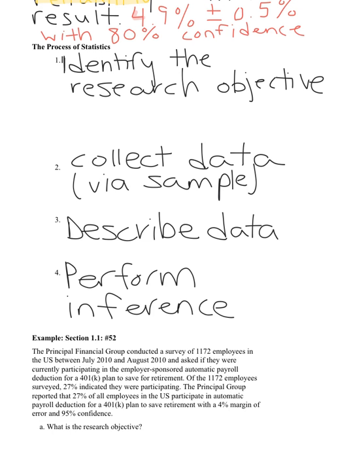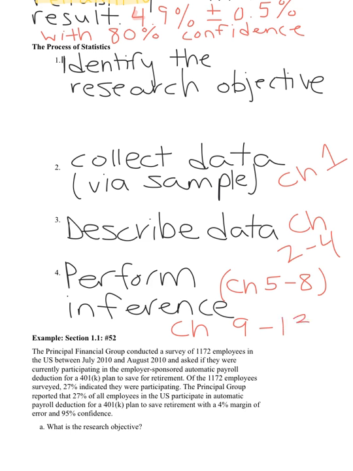And number 4 is why we have statistics. We want to be able to generalize to the general population. This actually outlines our semester. Collecting data is going to be chapter 1. Describing our data is going to be chapters 2 through 4. And for the last part, the inference, we have to take a pit stop. Chapters 5 through 8, we have to bulk up our theory. And then after that, chapters 9 through 13 are the inferential part of the course.